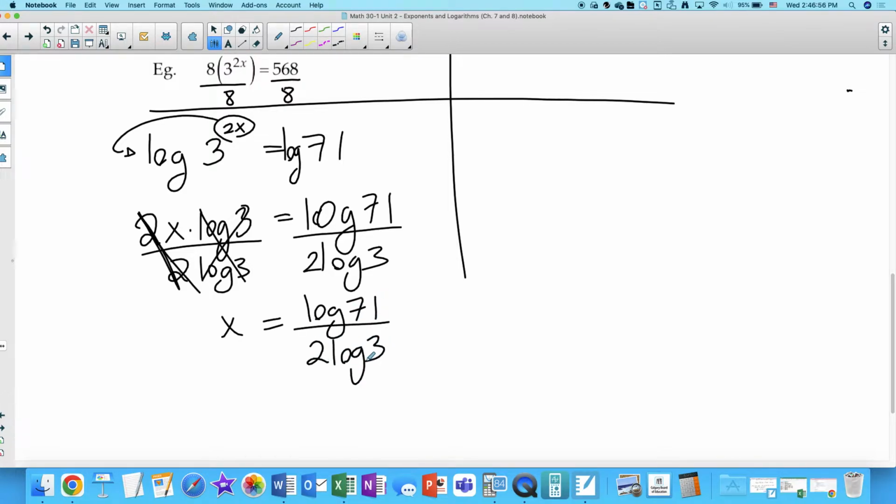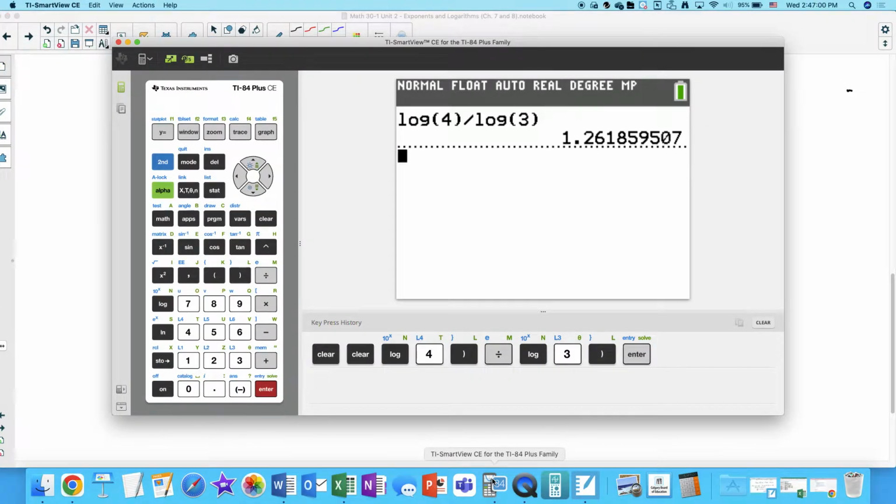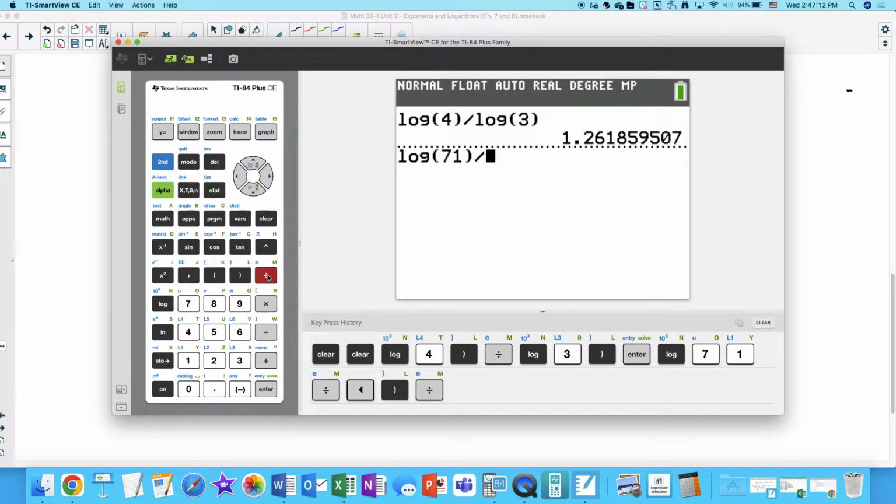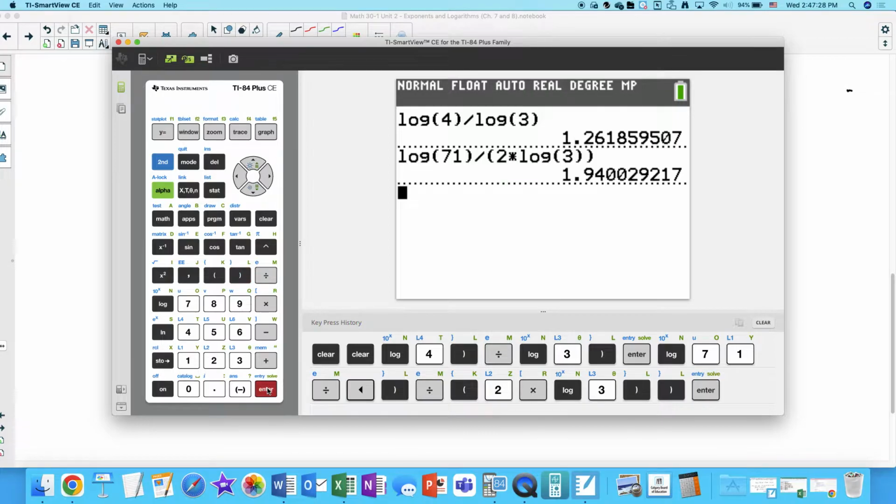Okay, now if you want a decimal approximation for that, log of 71, oh, whoops, bracket. When you're dividing by 2 log 3, make sure that that 2 times log 3 is in brackets, okay? Because otherwise it'll just divide by 2 and then multiply by log 3. So divided by 2 times log 3. And then I'll close those brackets. And that is about 1.94.